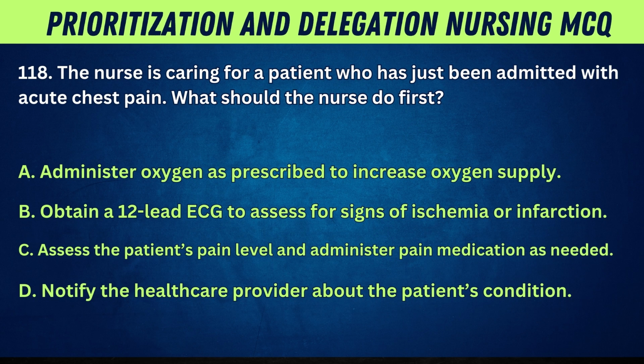118. The nurse is caring for a patient who has just been admitted with acute chest pain. What should the nurse do first? A. Administer oxygen as prescribed to increase oxygen supply. B. Obtain a 12-lead ECG to assess for signs of ischemia or infarction. C. Assess the patient's pain level and administer pain medication as needed. D. Notify the healthcare provider about the patient's condition.